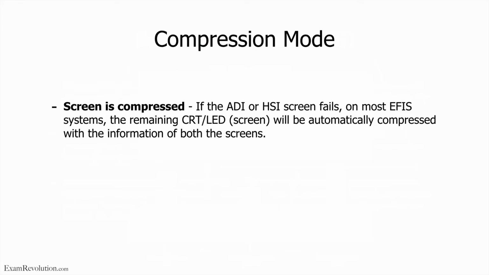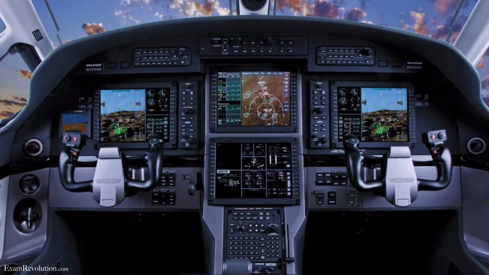The CRT or the LED, if you read that, it just means screen. CRT is a cathode ray tube. That's a very old type of screen, and the LED, it's a light emitting diode. That's also a screen, but it's a newer generation type of screen. Okay, so if you read CRT or LED, just read it as screen. So on most EFIS systems, the remaining screen will be automatically compressed with the information of both the screens. And I've got an example here for you.